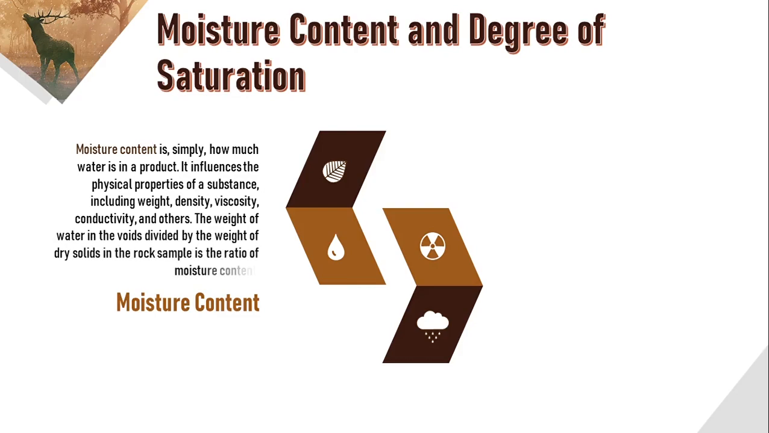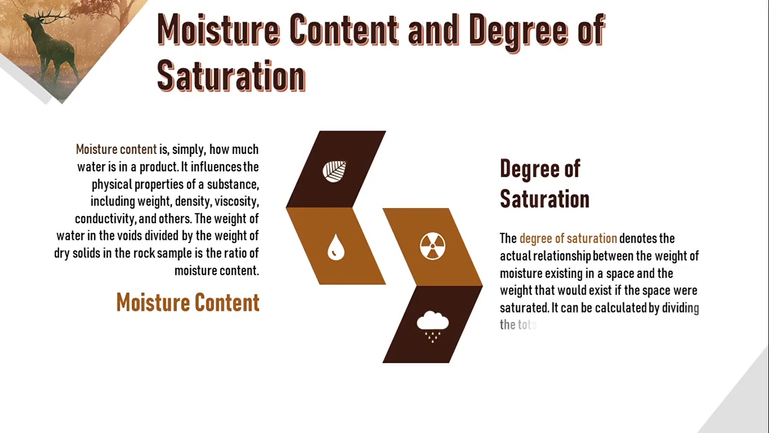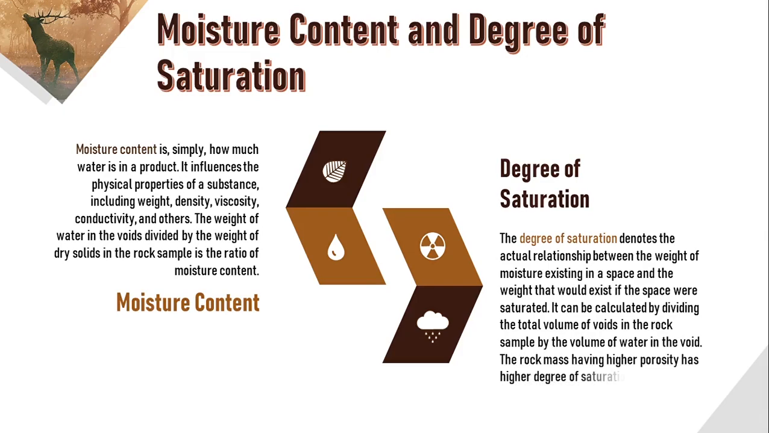The degree of saturation denotes the actual relationship between the weight of moisture existing in a space and the weight that would exist if the space were saturated. It can be calculated by dividing the volume of water in the void by the total volume of voids in the rock sample. The rock mass having higher porosity has higher degree of saturation.